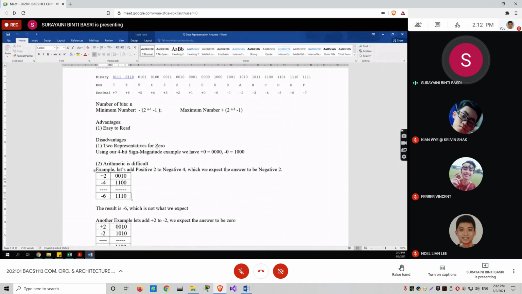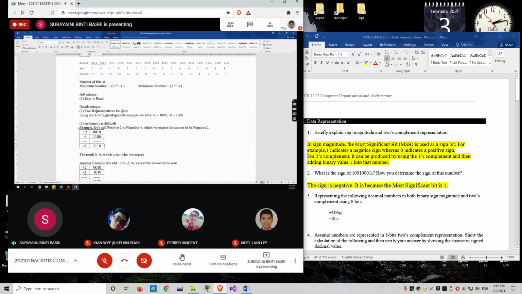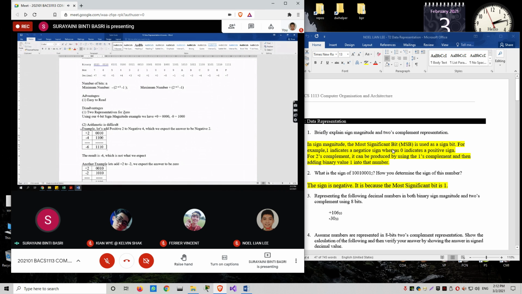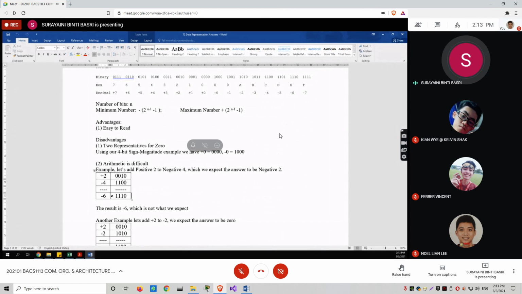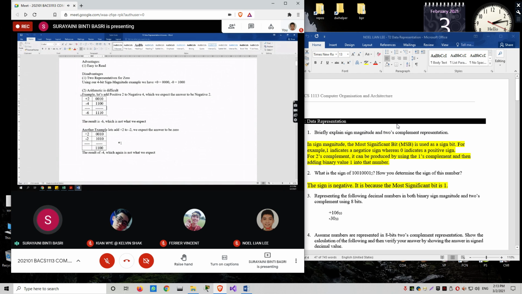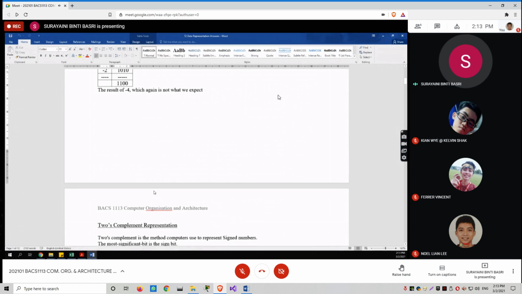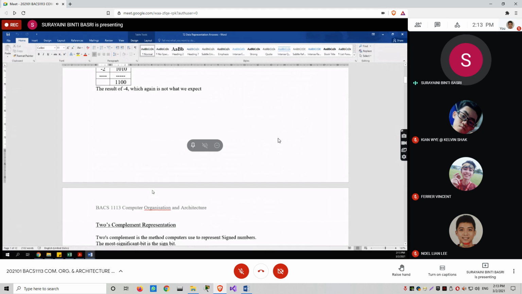The one's complement is close. When we do the arithmetic operations on the one's complement numbers, the answer will be close to the real answer, but still not correct, if you remember from our video last time. So that's why they came out with the two's complement representation.